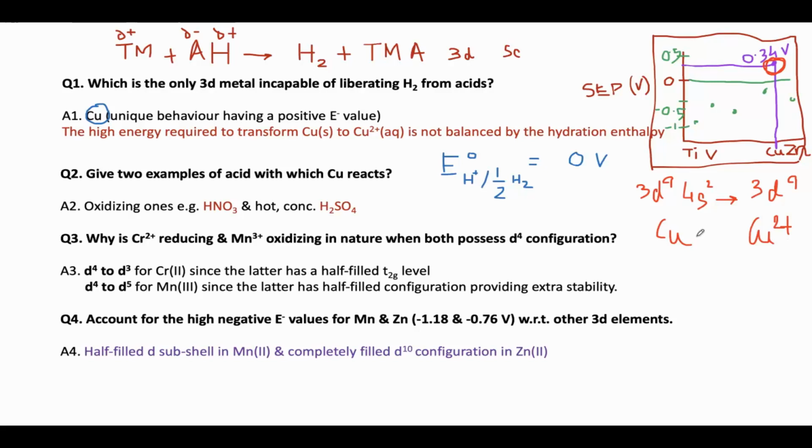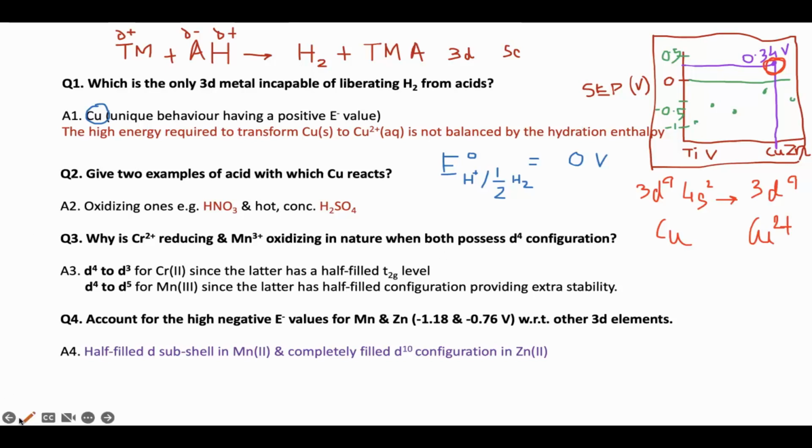That's why the copper 0 to copper 2+ transformation needs some kind of energy, in the context of voltage, which is +0.34 volt. That's why solid copper is reluctant to go to copper 2+ aqueous. This high energy that is required is not balanced by the hydration enthalpy. That's why copper is the only 3d metal that is incapable of liberating hydrogen from the acid.